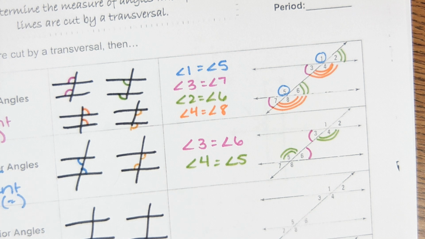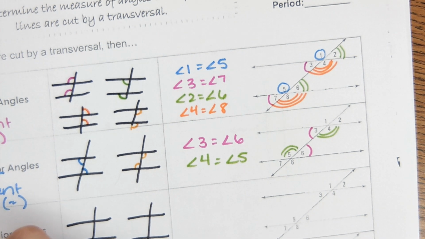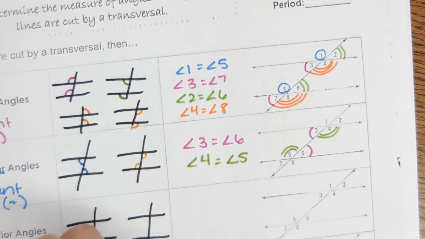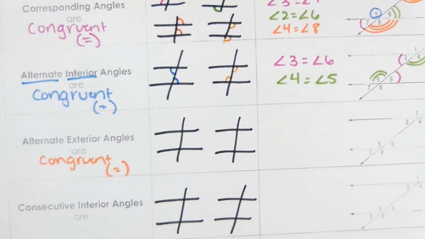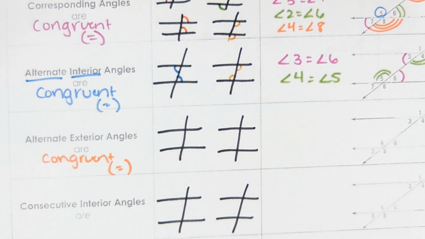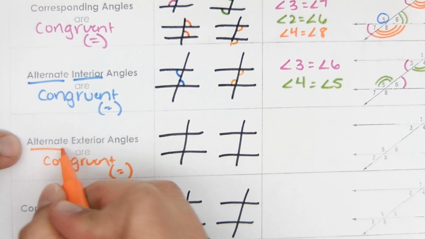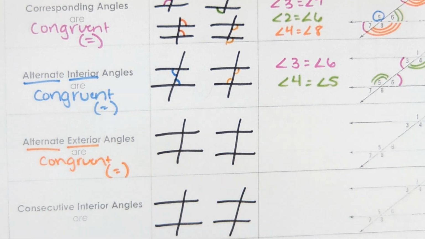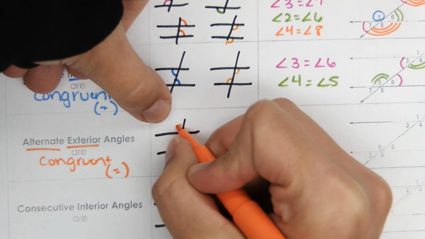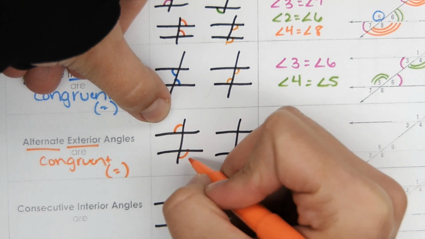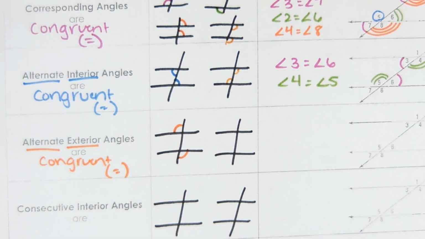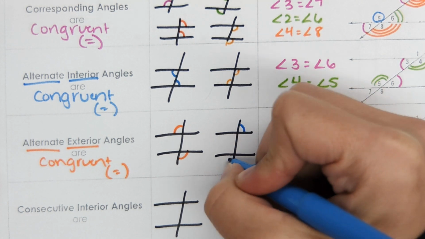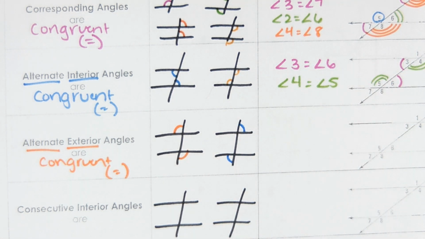Okay, then we have alternate exterior angles. They are congruent. So they're equal to each other. They're congruent. They're equal to each other. Alternate, as in alternate sides of the transversal on the exterior of the parallel lines. So like this angle and this angle. Alternate sides on the exterior. Or this angle and this angle. Alternate exterior.